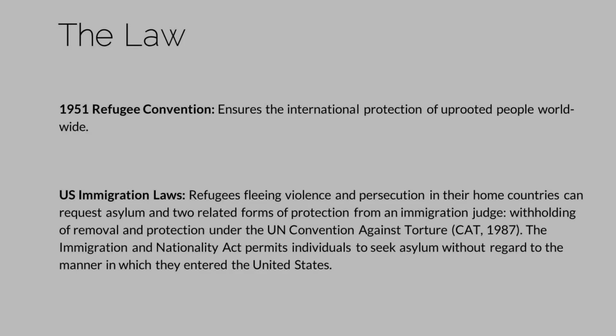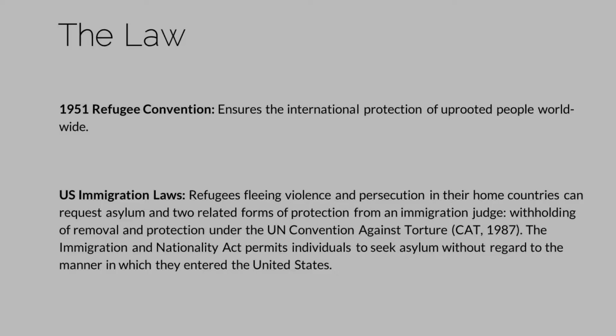So 1951 was when the Refugee Convention took place, and so I misspoke earlier on. I said 1980 was when the refugee definition was created. No, it was actually 1951 when the Refugee Convention met and defined what a refugee was. The Refugee Convention ensures the international protection of uprooted people worldwide. U.S. immigration laws state that refugees fleeing violence and persecution in their home countries can request asylum and two related forms of protection from an immigration judge: withholding of removal and protection under the UN Convention Against Torture.